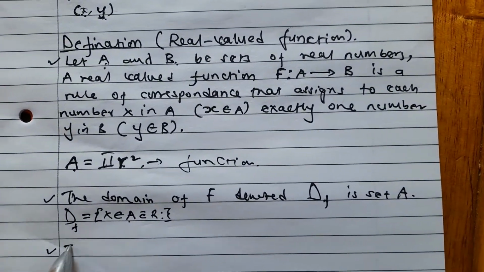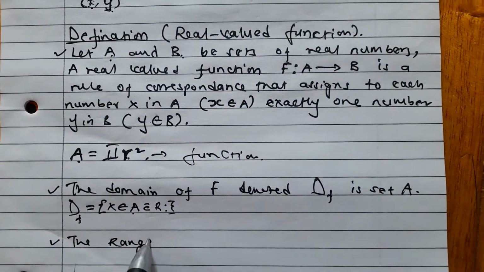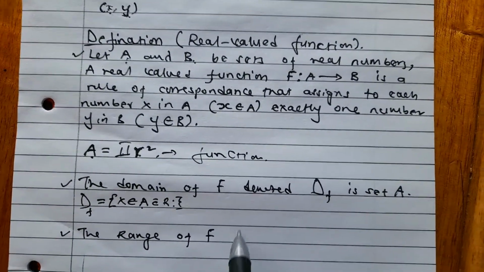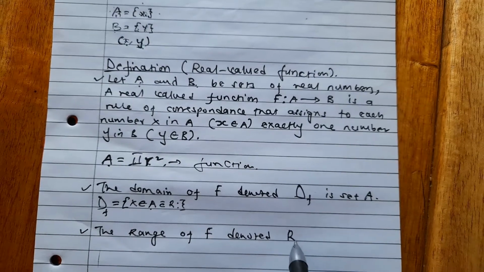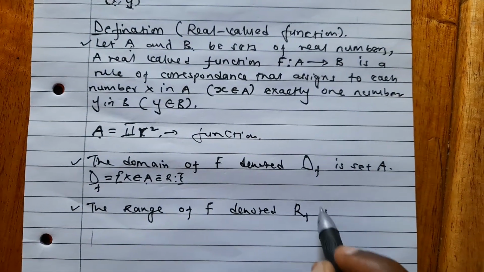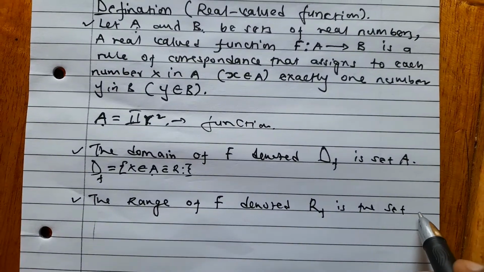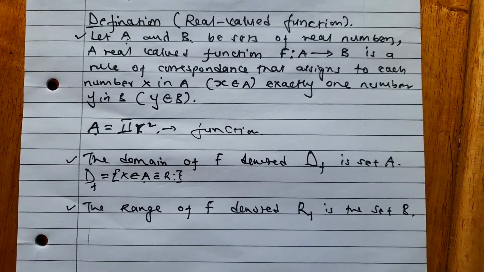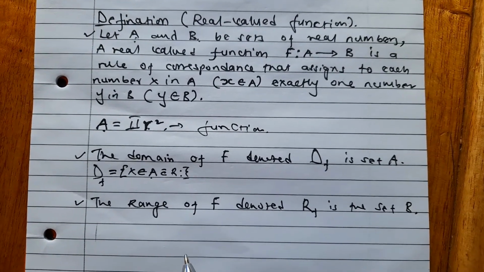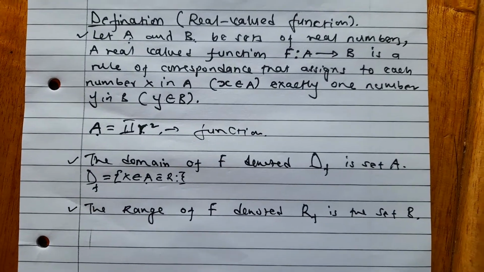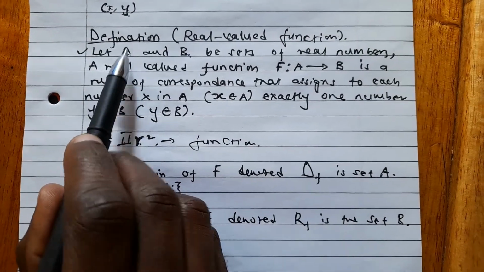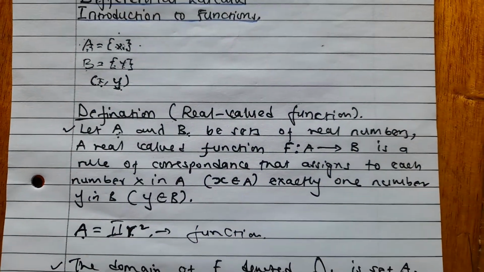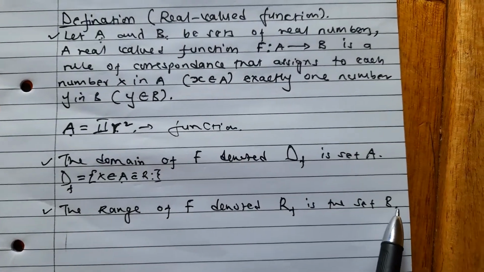We will also talk about range in greater depth. The range of the function f is the set B. Basically, the range is the set of all possible outputs. So we are taking A, mapping it to B, so the possible output is the set B. That is why we have the range of the function as the set B.